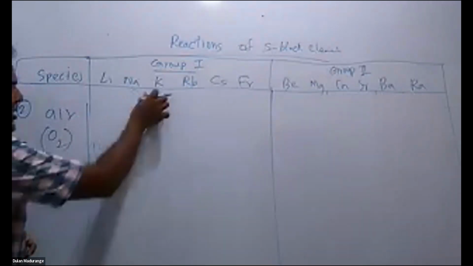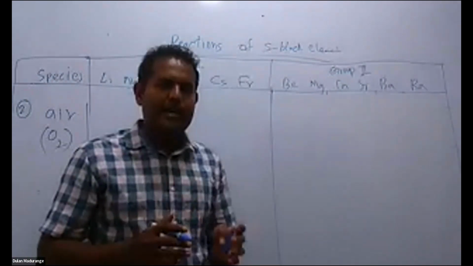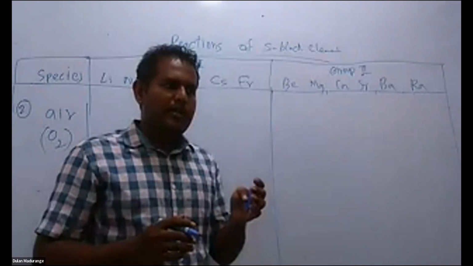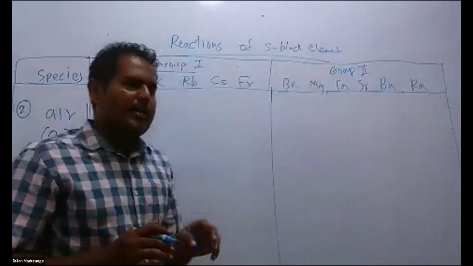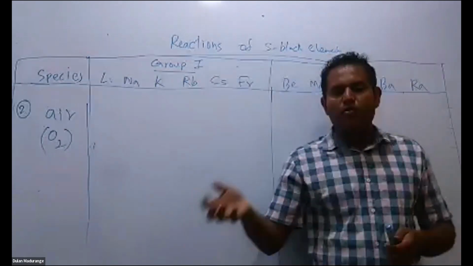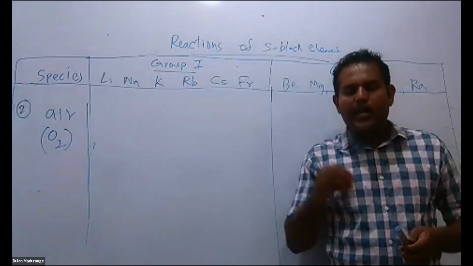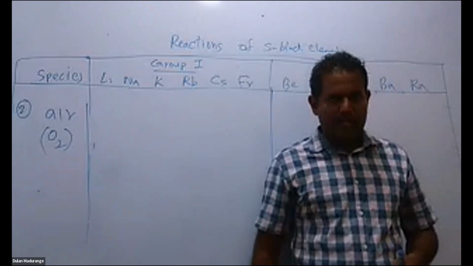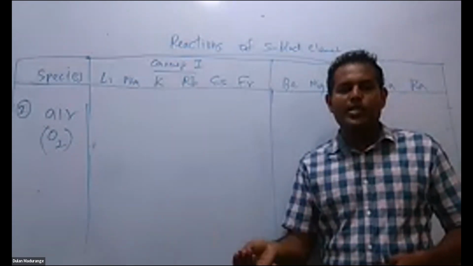Remember, when we consider group 1 elements, they are highly reactive with air. Air means generally we are considering oxygen. We have oxygen and nitrogen both, but here I'm considering oxygen. When elements react with oxygen, what compound do they form? The formed compound is oxide. Magnesium with oxygen gives magnesium oxide, calcium with oxygen gives calcium oxide.